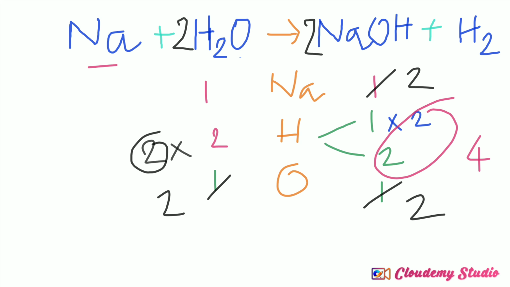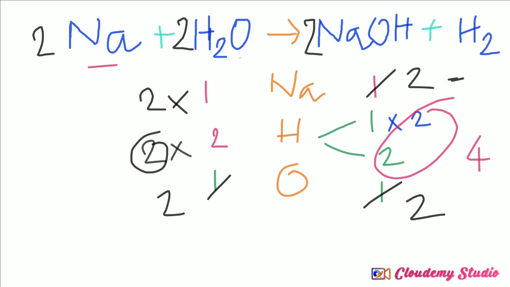Now come to the sodium atom. On the right hand side, how many atoms are there? 2 times are there. But the left hand side it is only once. Therefore, we need to multiply this by 2. So this 2 we need to write as a coefficient of sodium.